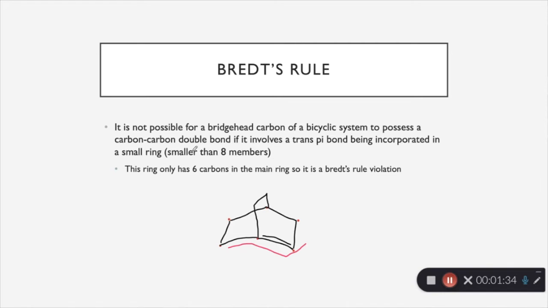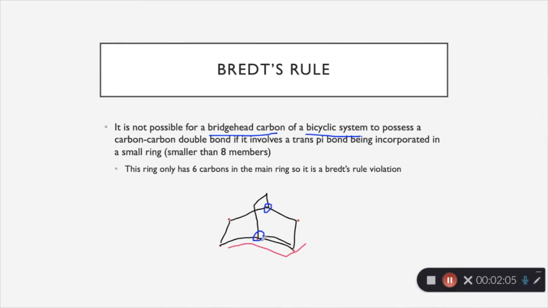Let's break that down a little bit more. First of all, we have a bicyclic system. This is a bicyclic ring. There's another video on bicyclic compounds that you probably need to watch if you don't really know what this is. And then we have the bridgehead carbon. Remember that these right here are the bridgehead carbons. It is where the two rings come together. It is specifically the carbon that connects the two different rings.